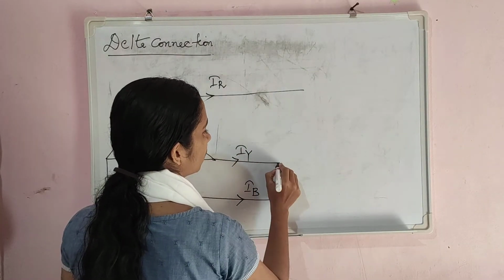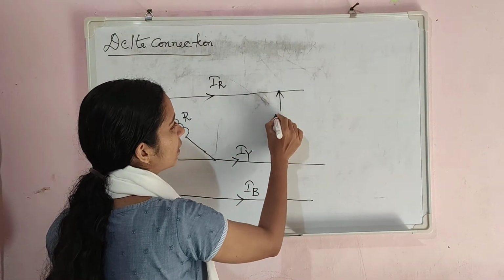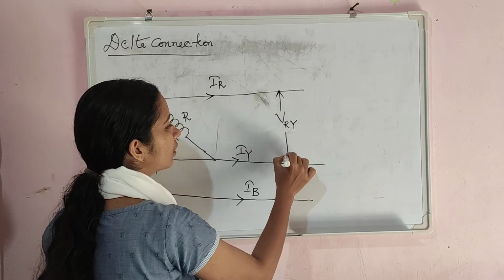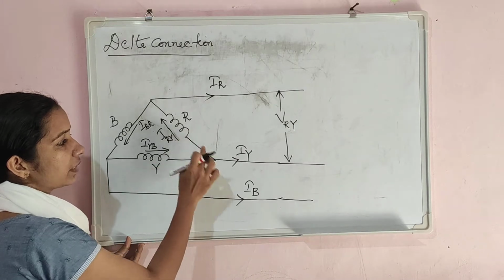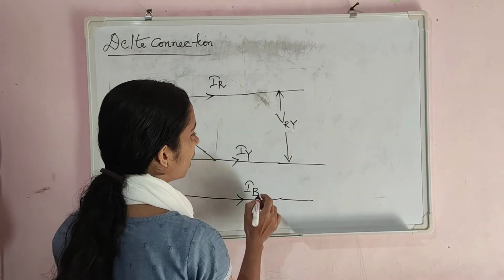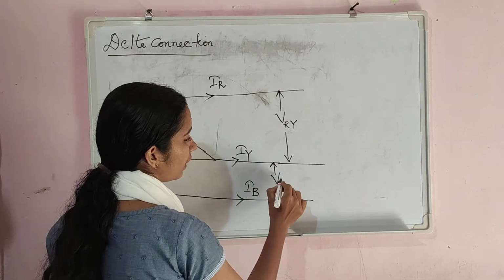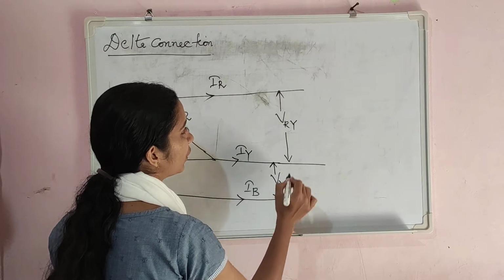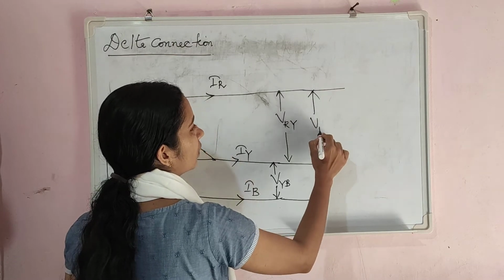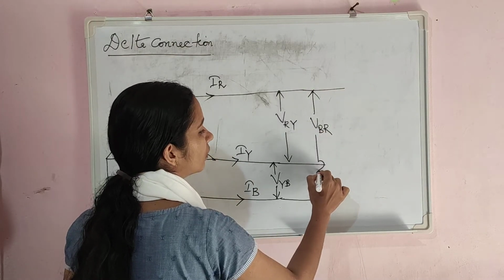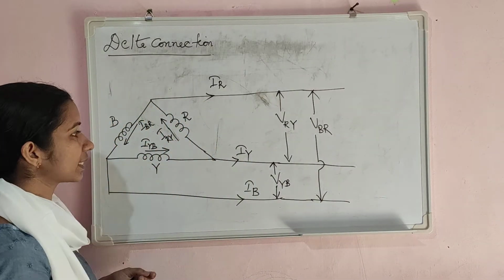Now voltages. Voltage across these two lines is marked as VRY, because it is the voltage between R and Y. So this is VRY, and that between Y and B is VYB, and that between R and B is VBR. So these are the voltages and currents.